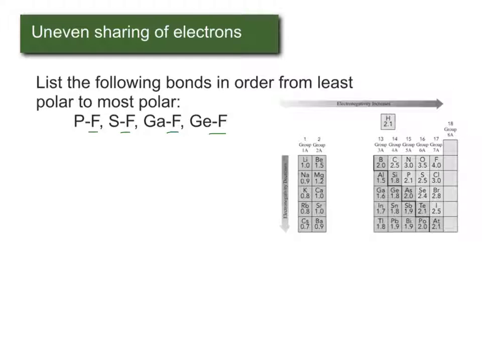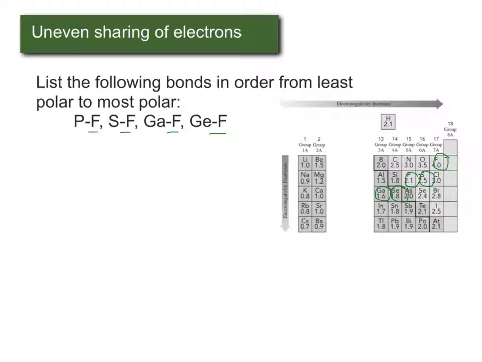All right, and then over here on our diagram, I'm just going to circle the other ones. So we have fluorine, which is the one I said we're looking at in all of them. We have phosphorus, we have sulfur, we have gallium, and we have germanium. Okay, so those are the four different ones that we're looking at. And you can see, as I said in the previous slide, as you get farther away from fluorine, the electronegativity gets smaller. So the least polar one is going to be the one that is bonded to fluorine that has the electronegativity that's closest to it.